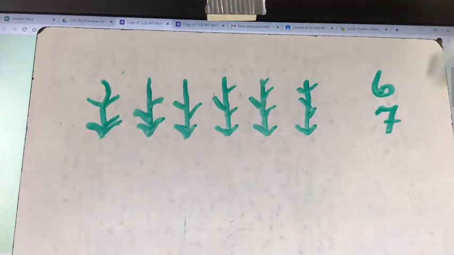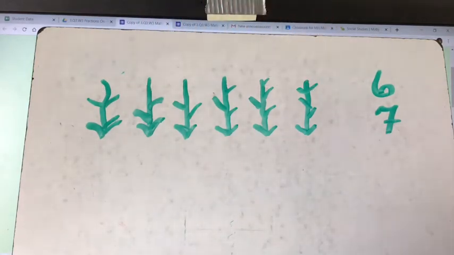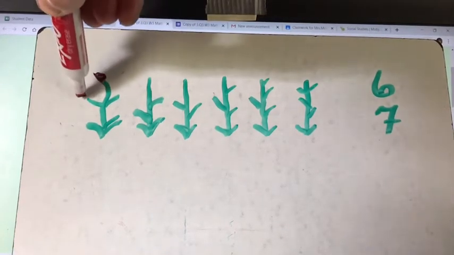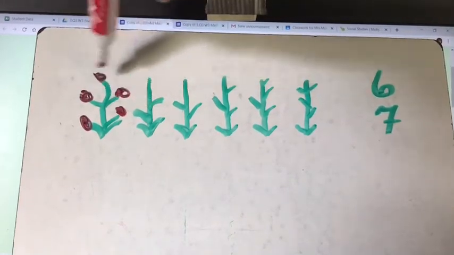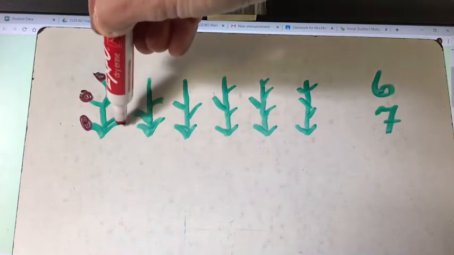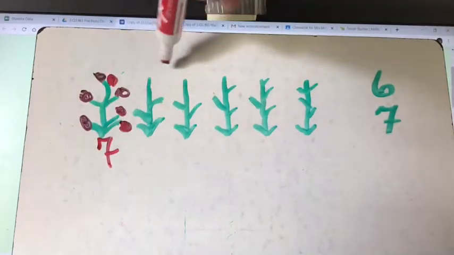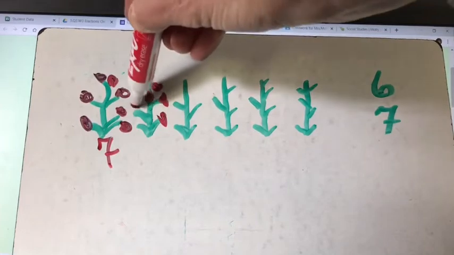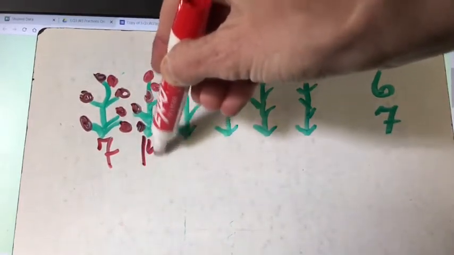Here's my number 6 and 7 that were in the problem. And then I have 6 plants. 1, 2, 3, 4, 5, 6. It says in the problem that each plant has 7 tomatoes. So I'll put 7 tomatoes. 1, 2, 3, 4, 5, 6, 7 on each plant. So 7 plus 7, I'm at 14.